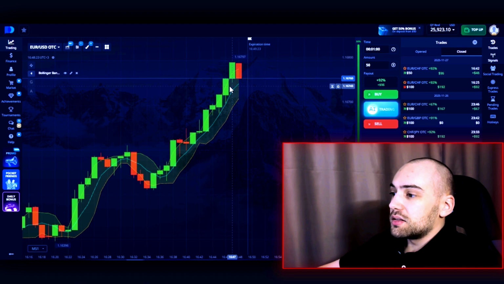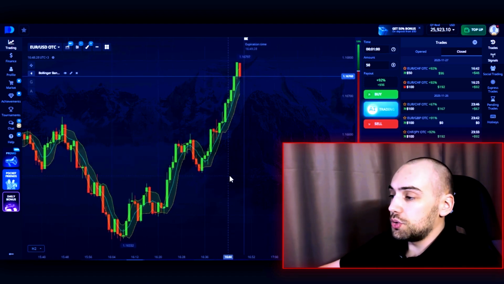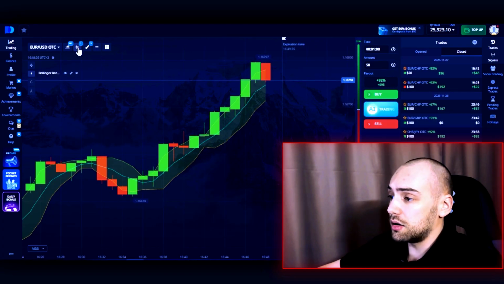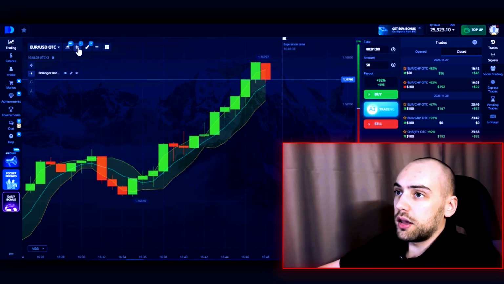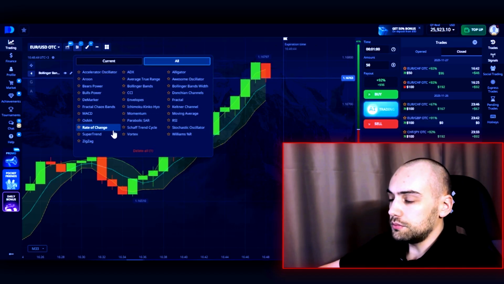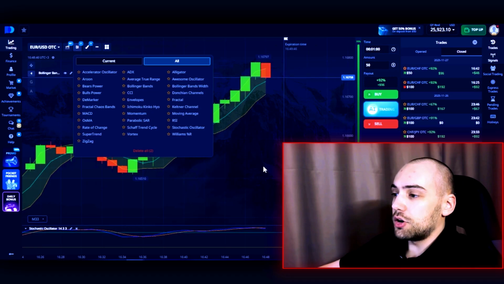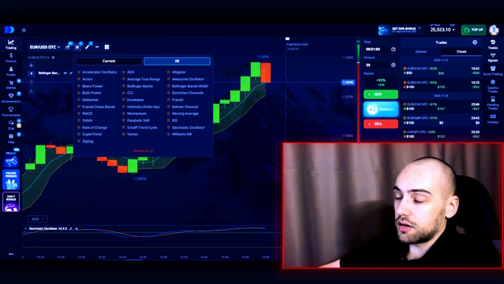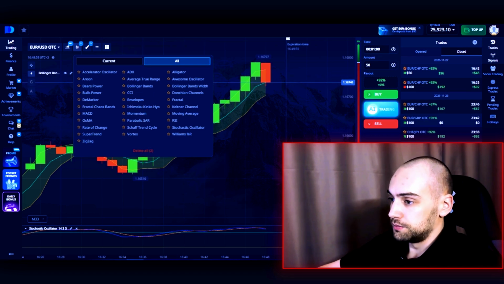I use the Bollinger Bands a little bit less often than the previous two indicators, but when I do, I really like to pair them with a stochastic oscillator. We'll just locate it right now in the toolbar, of course. So this is an oscillator showing the overbought and oversold conditions. Again, values above 80 suggest overbought status and values below 20 oversold.